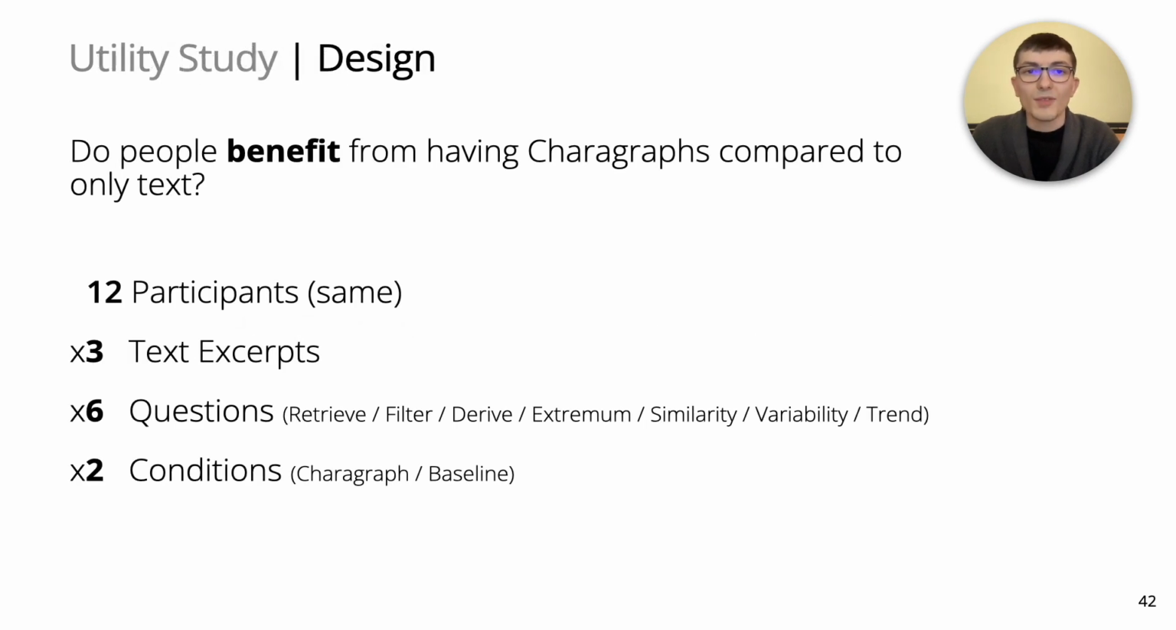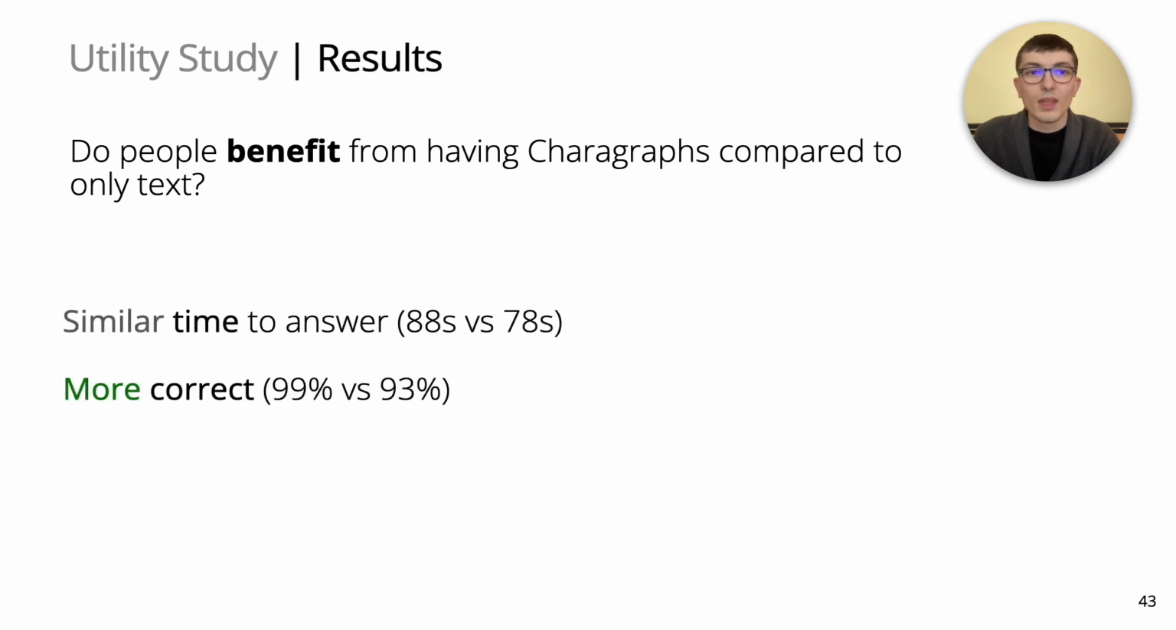That's why, after running the usability study, we asked the same 12 participants to go through a utility study. The difference with the previous study is that participants answered more complicated questions, they had to follow instructions to create charagraphs, and they went through two conditions, one with charagraphs and one without. We found that participants spent a similar amount of time to answer questions in both conditions, but they were more correct with charagraphs than without.